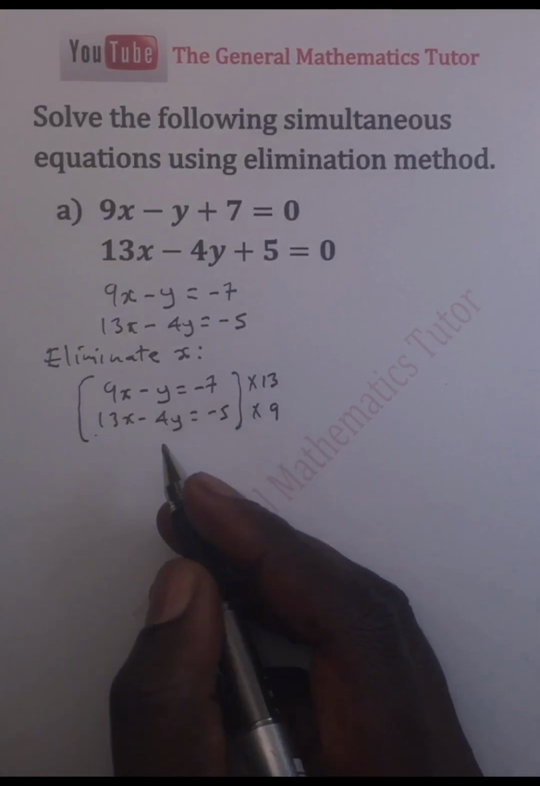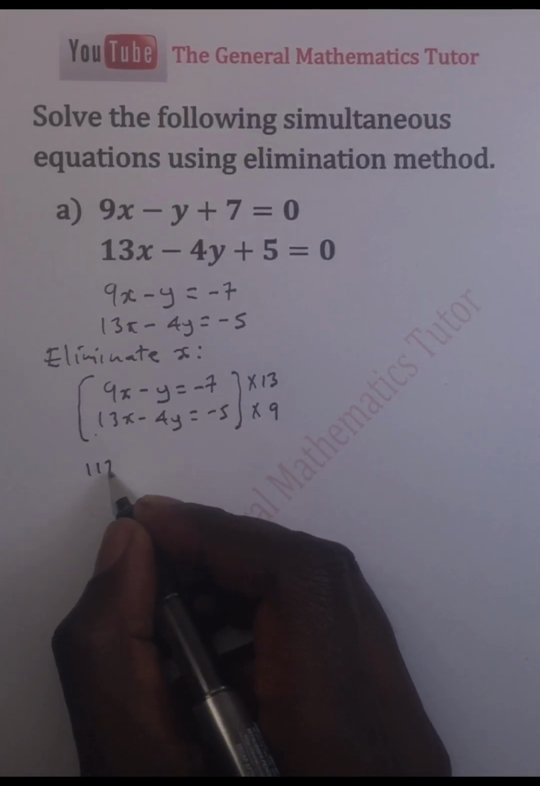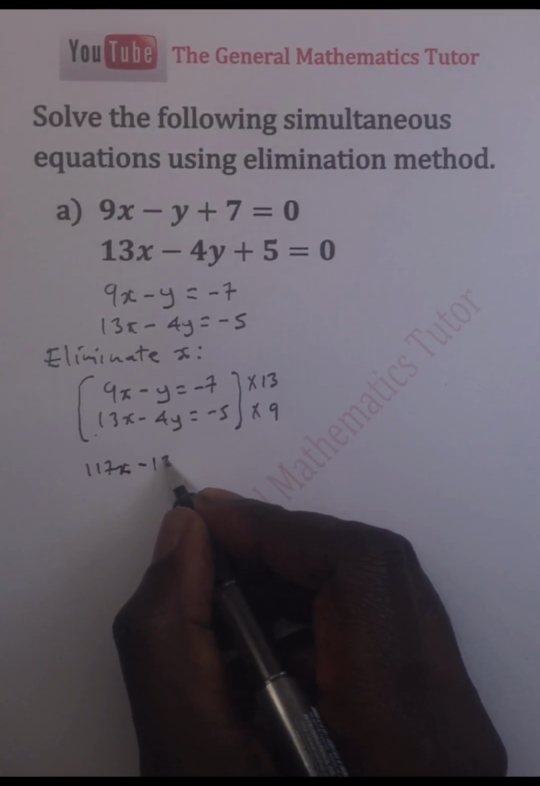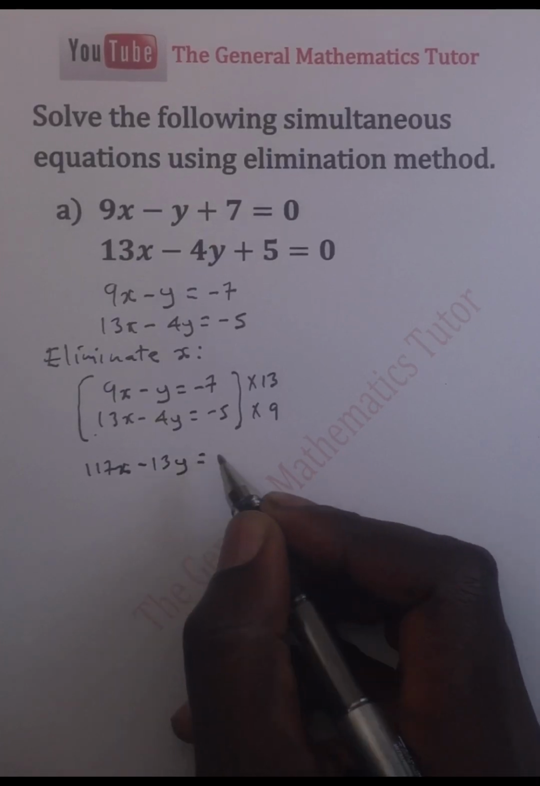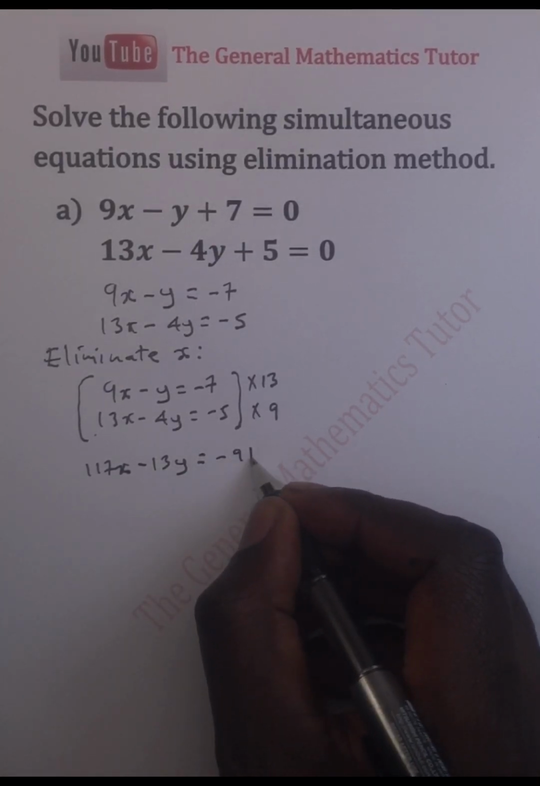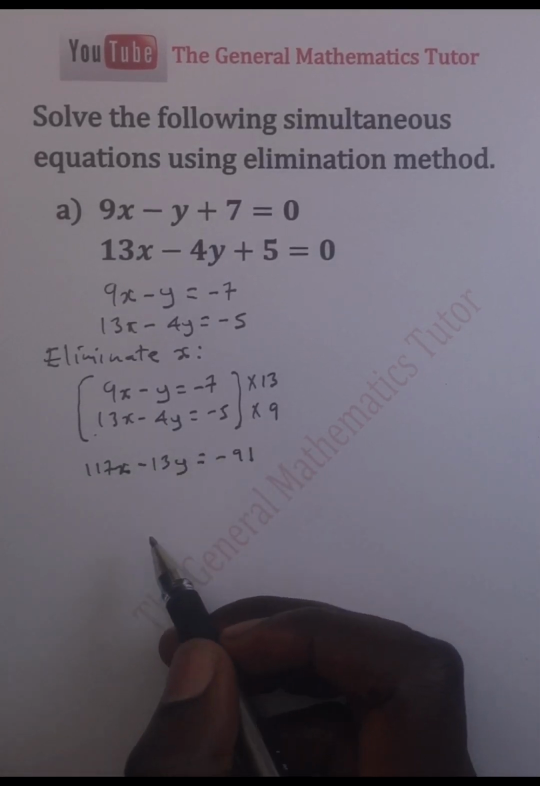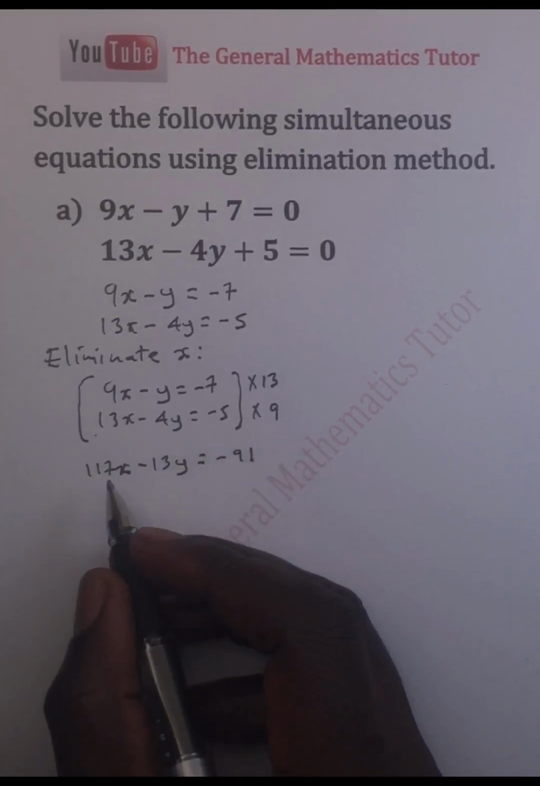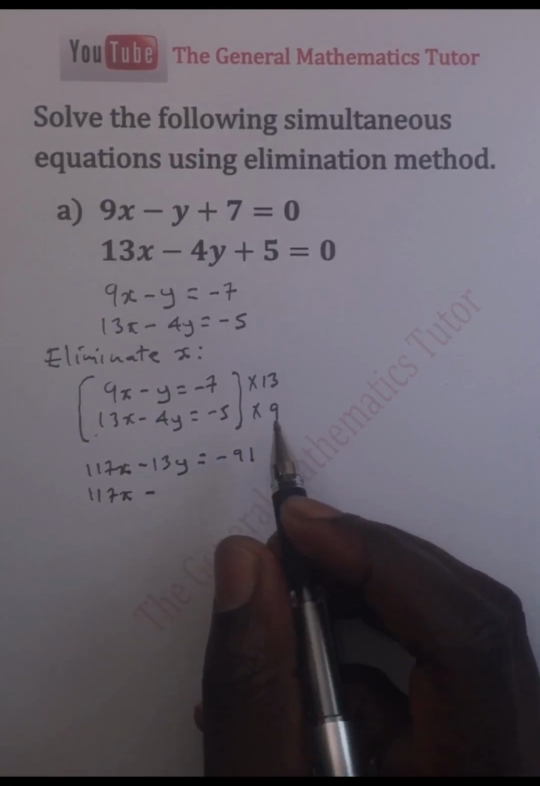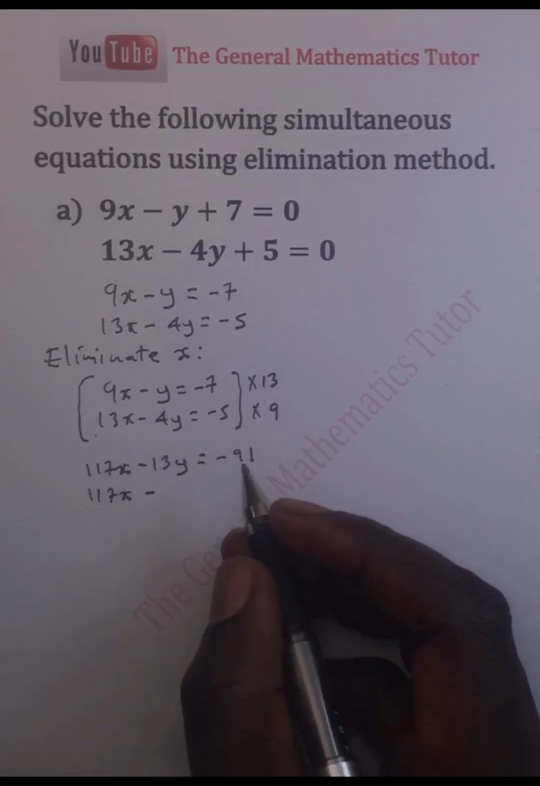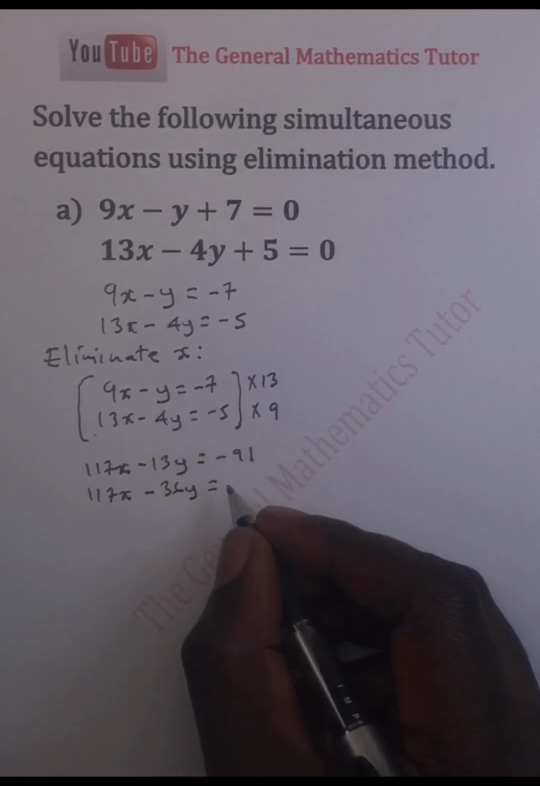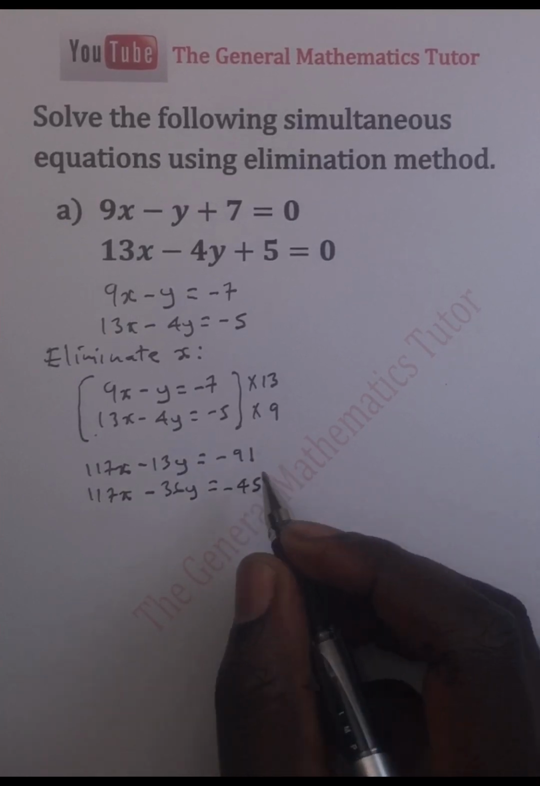So if we do that, you're going to get 9x times 13, which is the same as 117x minus 13y is equal to negative 91. Then for the second equation, we have 13 times 9, which is 117x, minus 9 times 4, which is 36y, is equal to 9 times negative 5, which is minus 45.